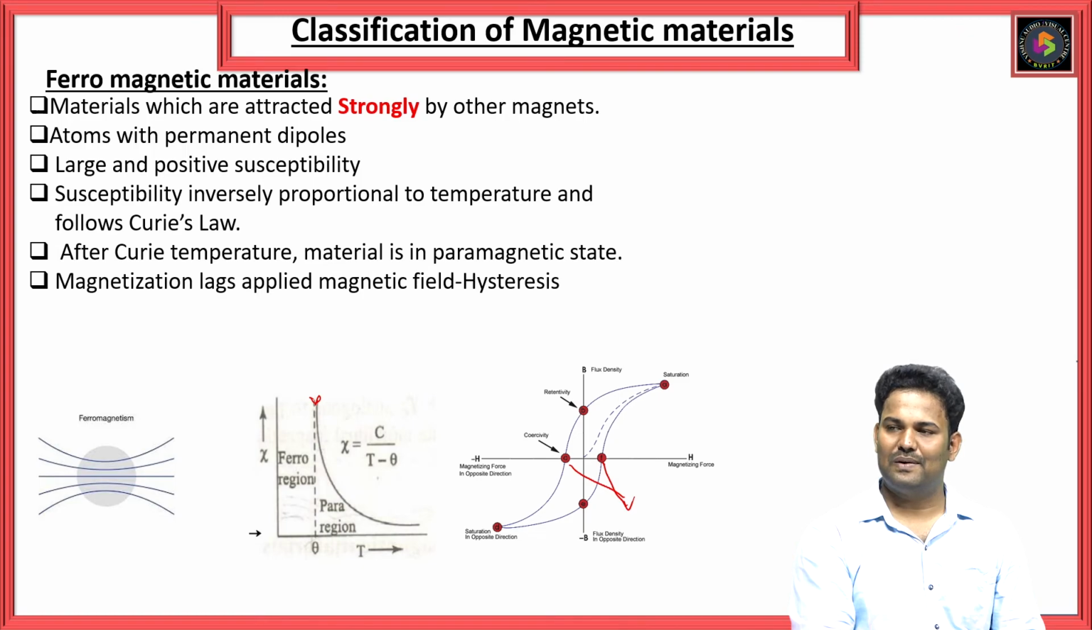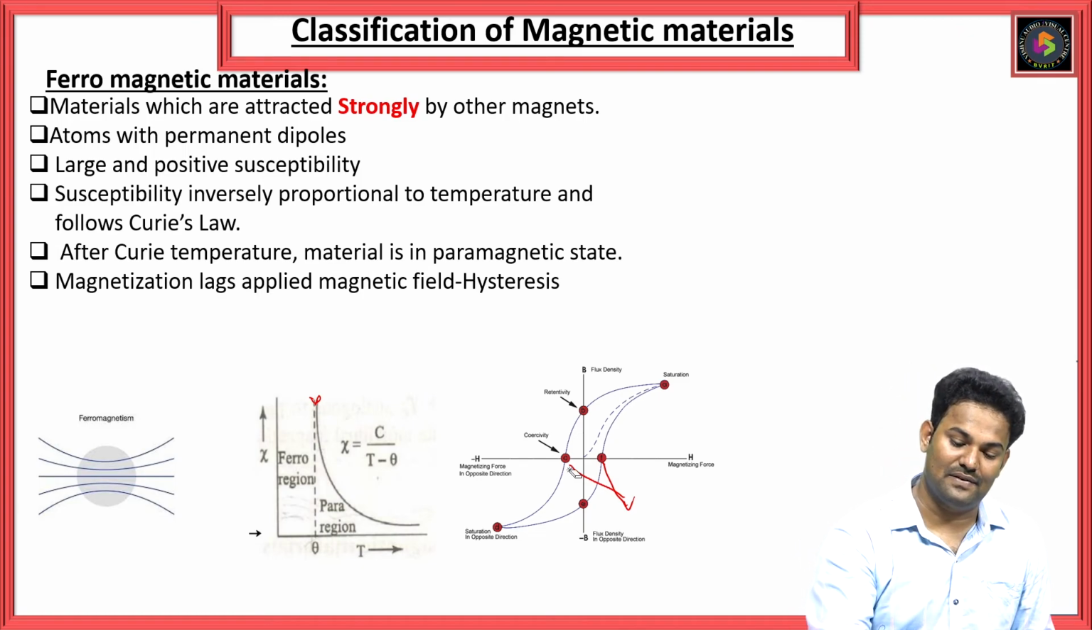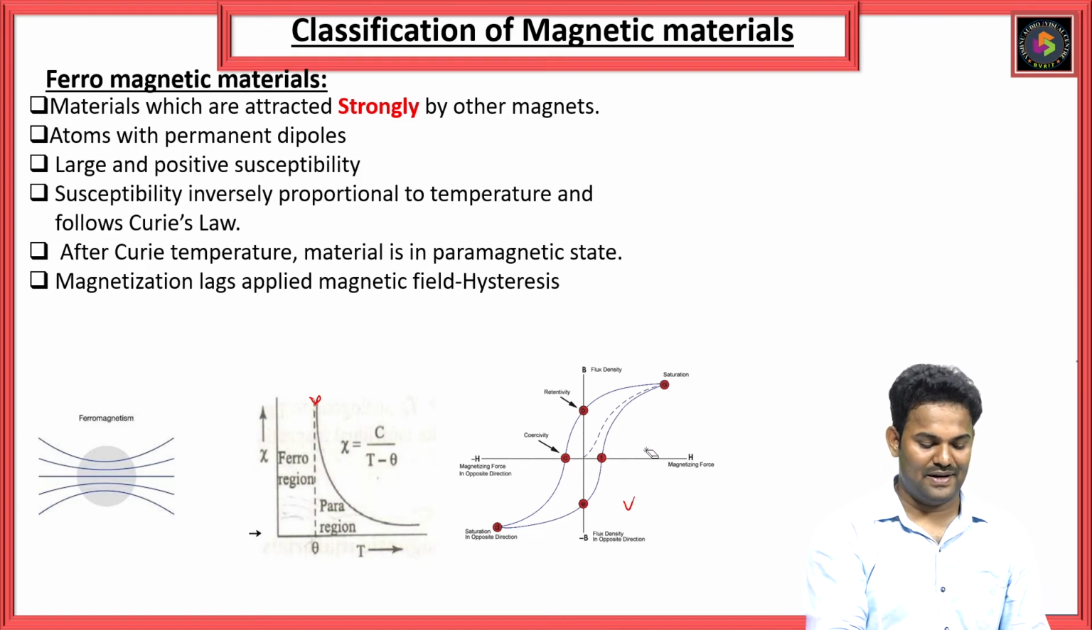And the height of the loop is denoted by the retentivity of the magnetic material. These things we can see in the next class.